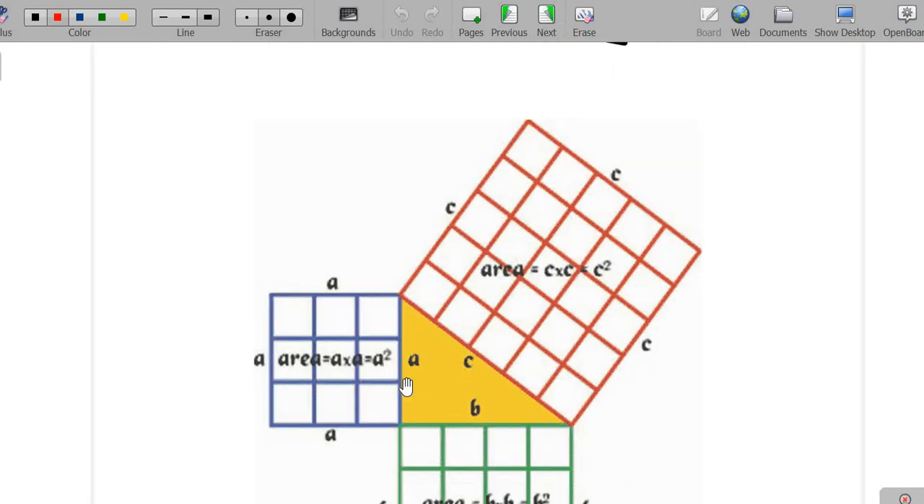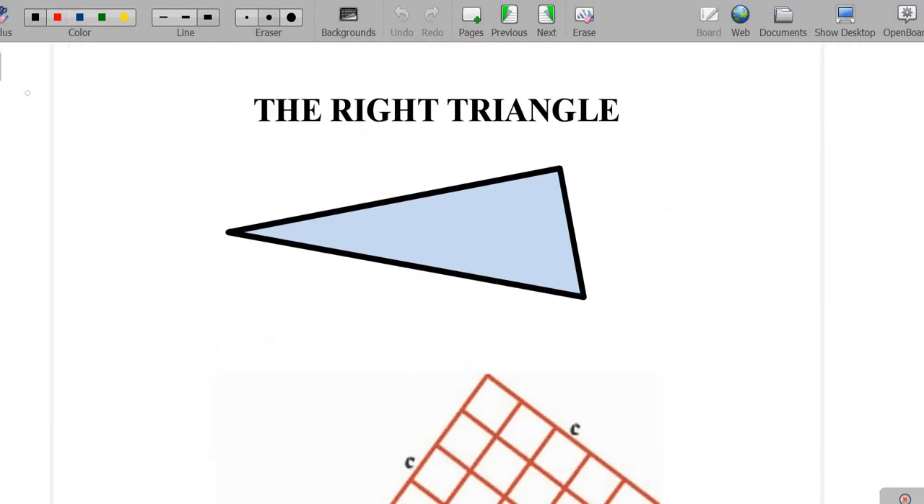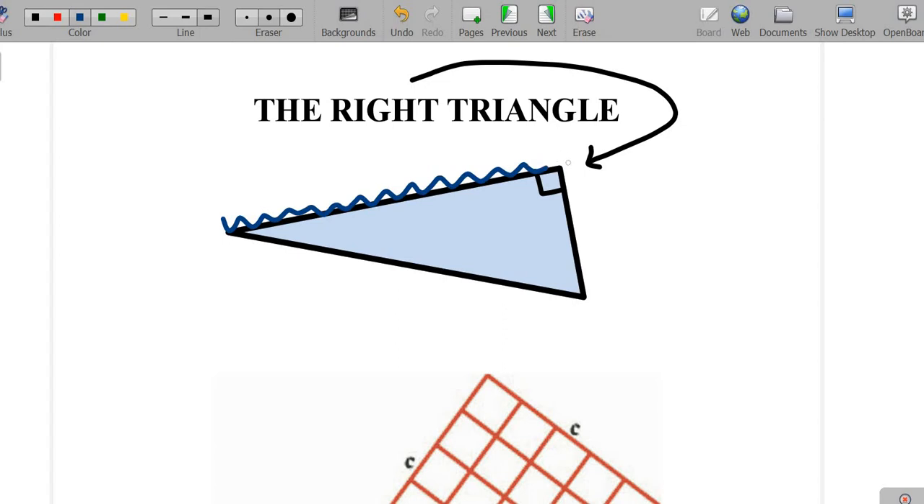First, we're going to review some simple nomenclature of a right triangle. By definition, a right triangle has a right angle. That right angle, the two sides connected to the right angle, physically connected, are called the legs. So when we say the word leg in a right triangle, they are the sides that are physically touching the right angle.